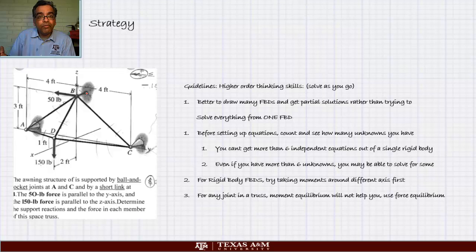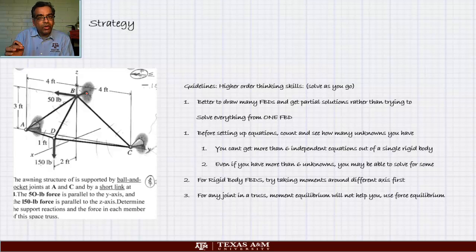Second thing is, before you set up the equations, stare at the free body diagram and you will be able to figure out how many unknowns are there, and you can figure out some strategies. You cannot get more than 6 independent equations out of one rigid body in 3 dimensions. So if you have more than 6 variables, you will not be able to solve for all of them. That doesn't mean it's a waste. What it means is that you may be able to solve for some but not for all.